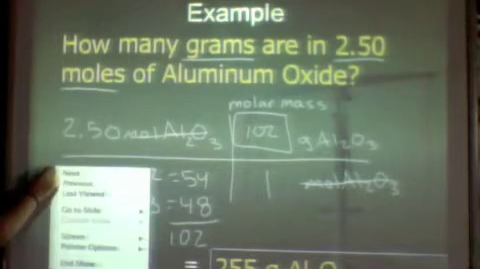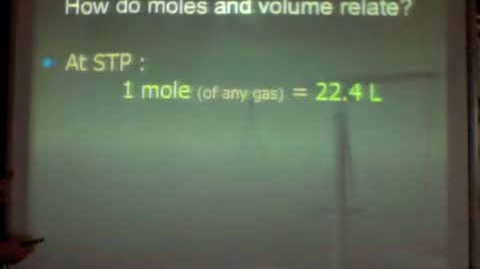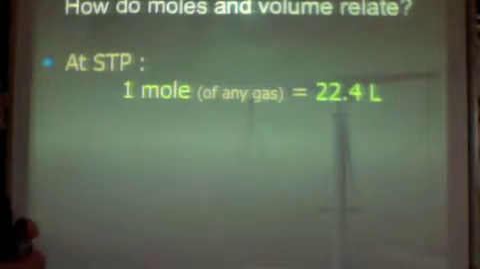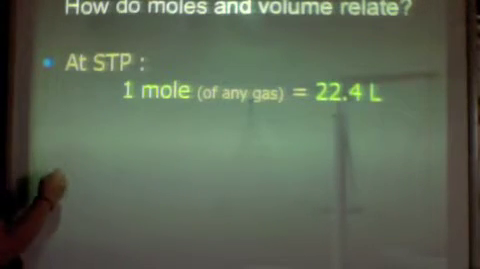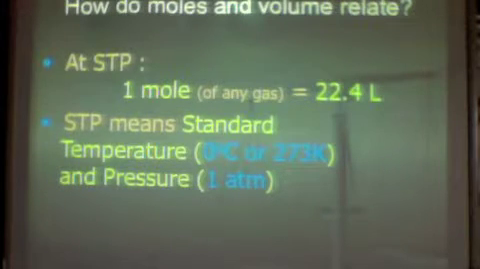Now, to finish the video, we have one more conversion, and that is moles and volume. And this is our last relationship here. 1 mole of any gas is 22.4 liters, and this is at STP. Now, STP, the letters stand for standard temperature and pressure. But not only do you need to know what the letters stand for, you have to know what that means.